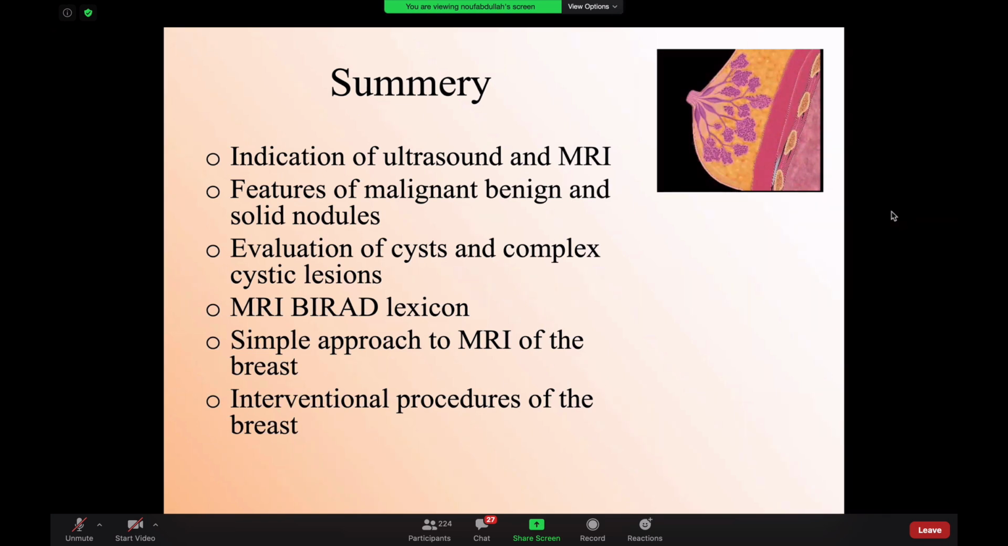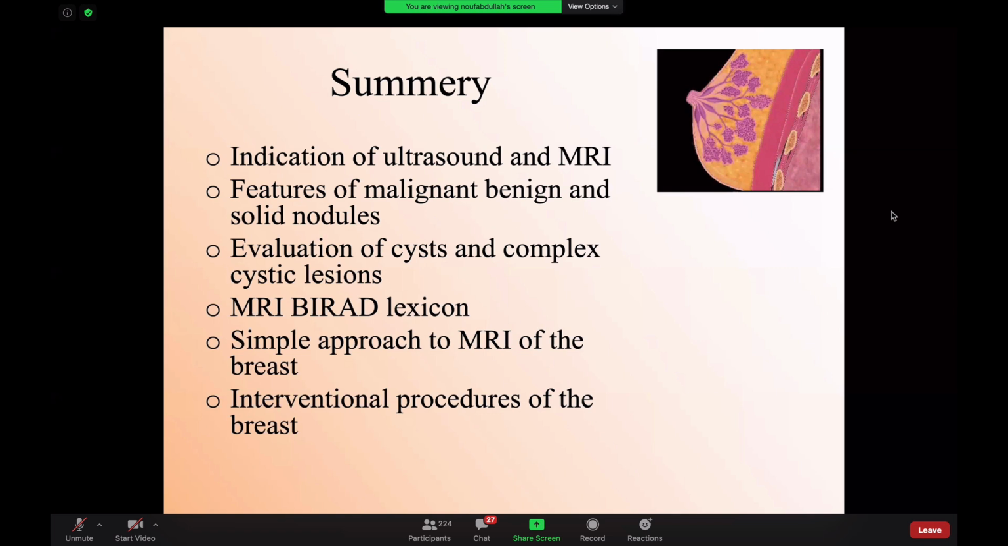Okay, Dr. Hassan is asking why architectural distortion is not considered a type of asymmetry. I don't have an answer, because, as I said before, the BI-RADS lexicon divided it as a special feature. Asymmetry is something that has no space-occupying feature. Architectural distortion is very similar to a mass, so it's not part of the asymmetry.